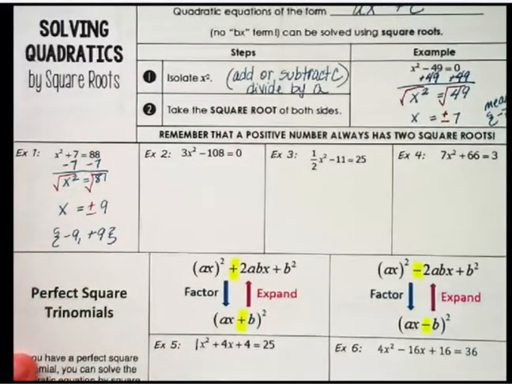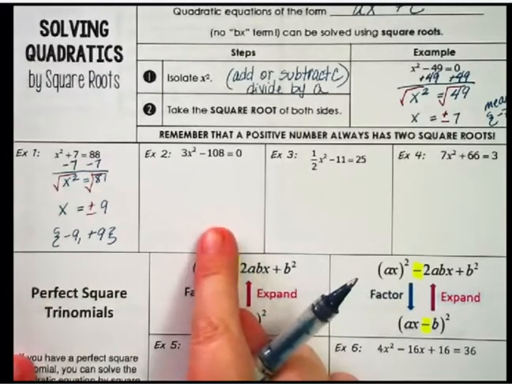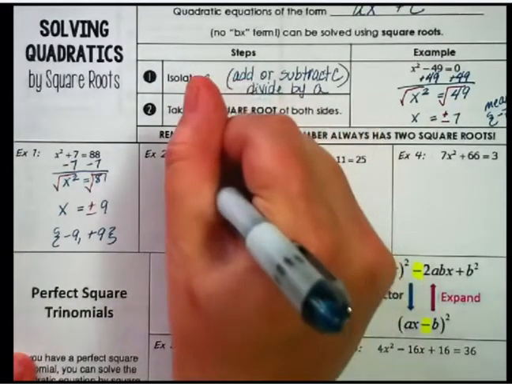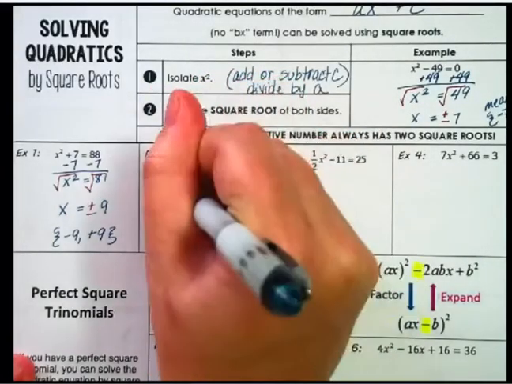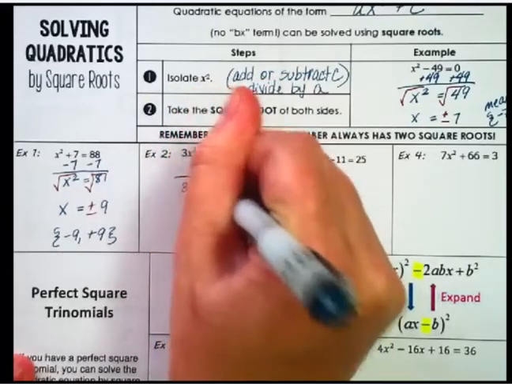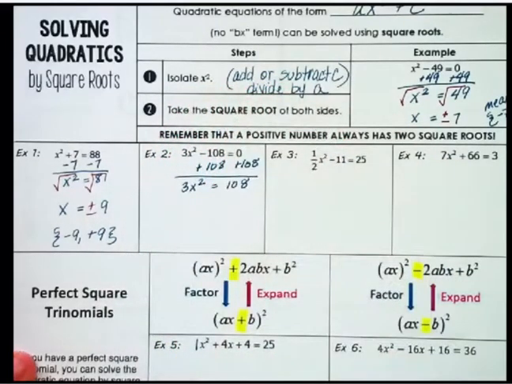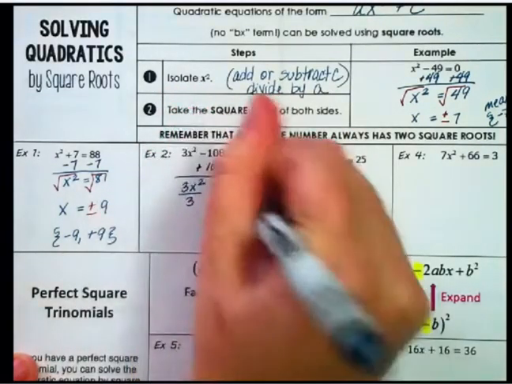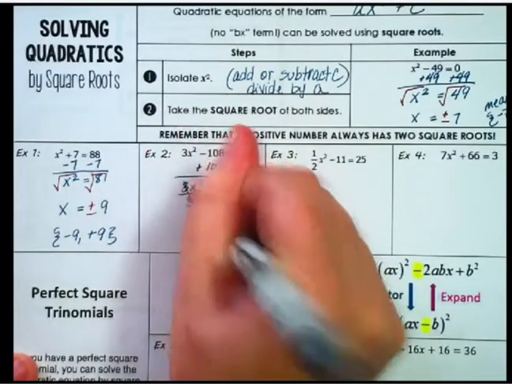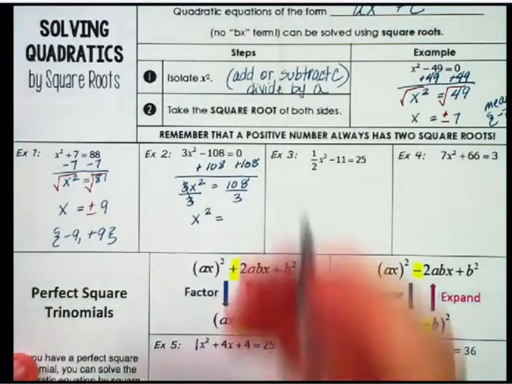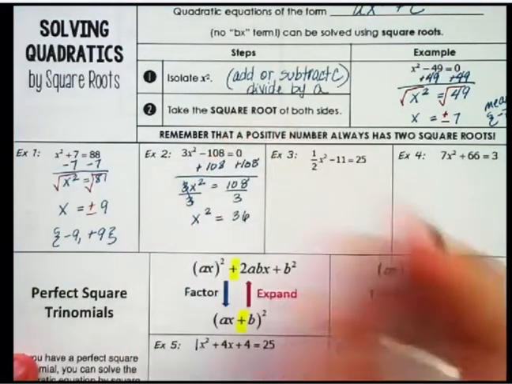Awesome job. Let's look at example 2 where we're going to have to do 2 steps. First, I'm going to add the 108 to both sides. So I have 3x squared equals 108. And then to get that x squared by itself, I'm going to need to divide everything by 3. So dividing by 3, now the x squared term is isolated. And then 108 divided by 3 is 36.